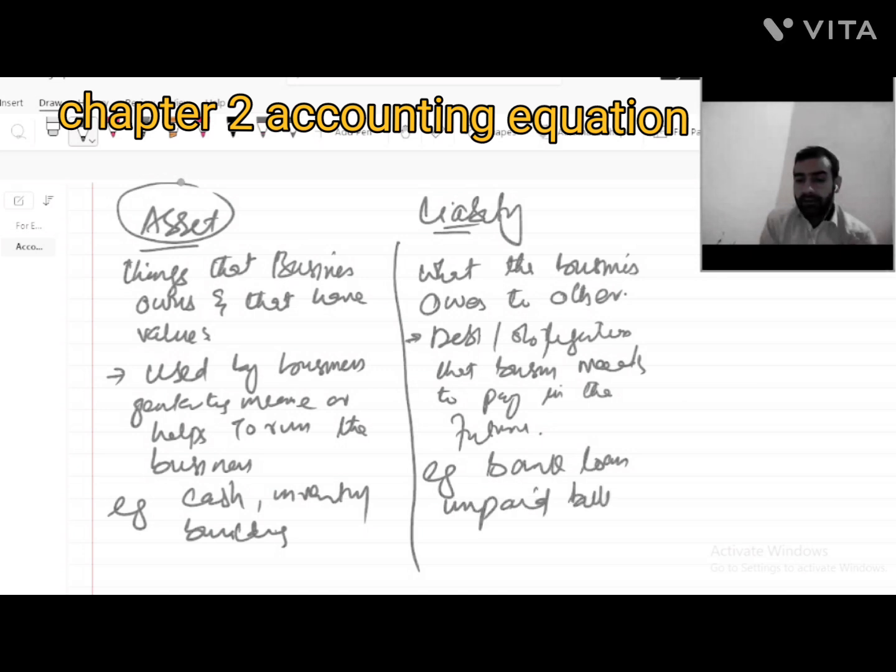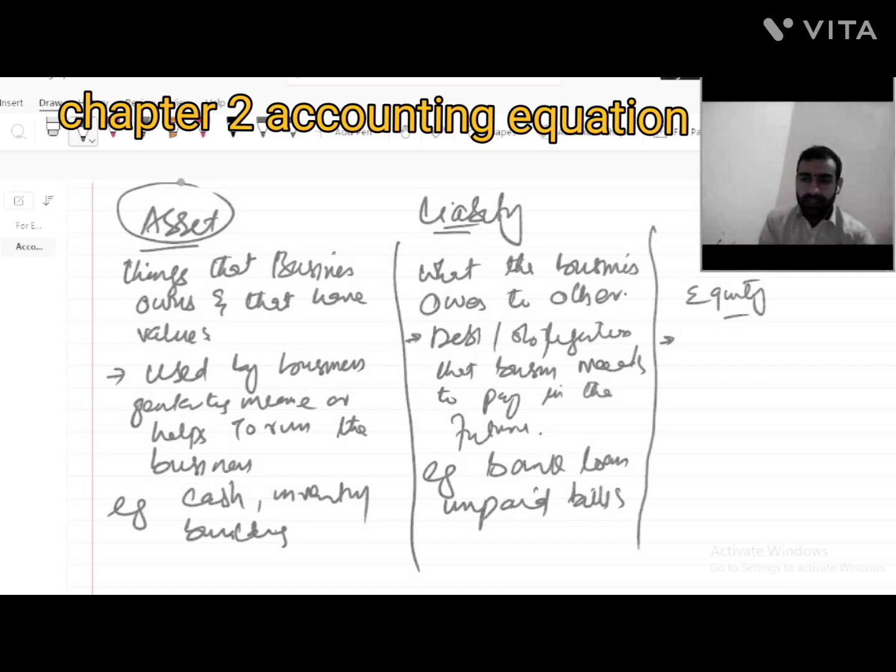Clear? And now let's discuss the third point, that is your equity. Equity is actually the owner's claim on the business after all liabilities are paid. So that is the part of the business left when all liabilities are paid, and what the owner claims is the equity.